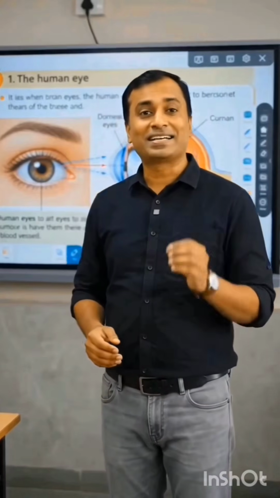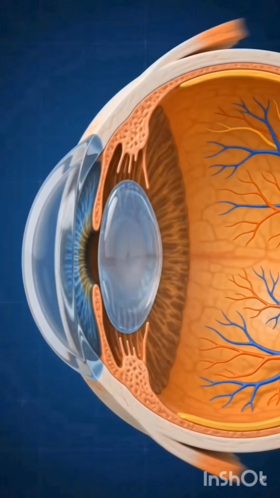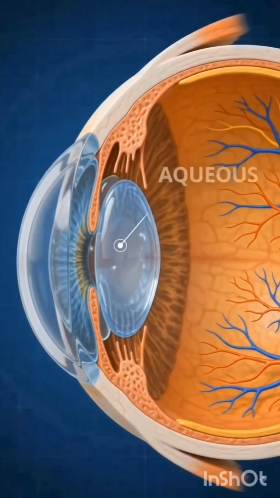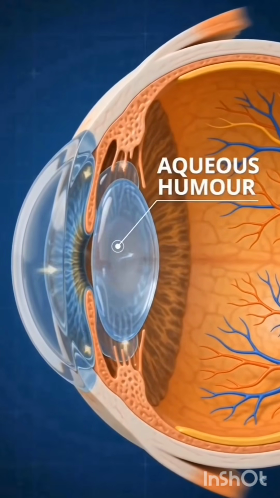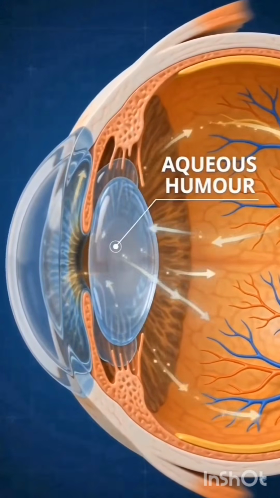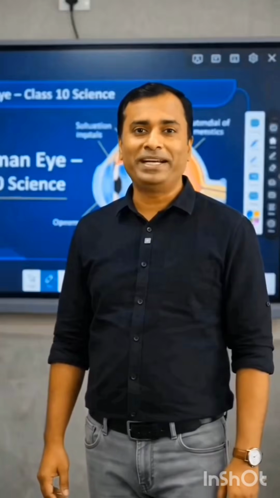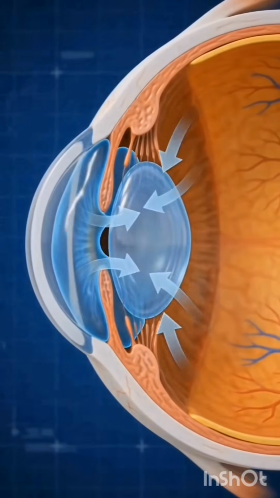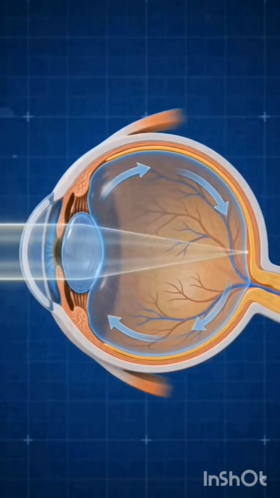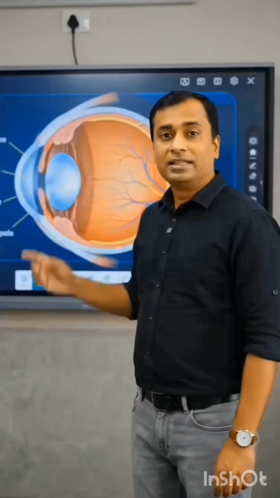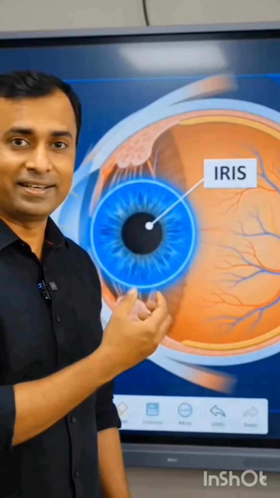Just behind the cornea is a clear watery fluid called the aqueous humor. It nourishes the cornea and the crystalline lens, which do not have their own blood vessels. The aqueous humor also maintains the pressure and shape of the front part of the eyeball, helping the eye function properly.